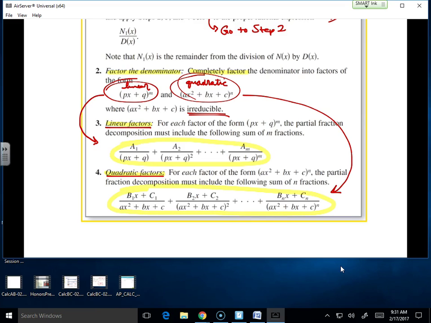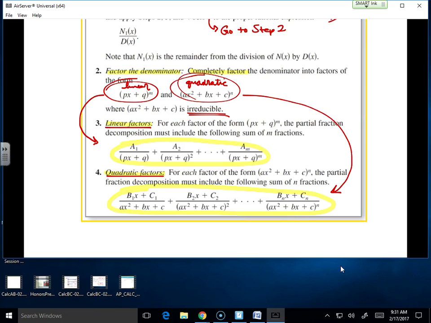The problem is we're not going to know A's, and we're not going to know B's, and we're not going to know C's. So that's what the rest of basically the section is all about. How do you find the A's and B's and C's? How do you find the missing pieces? This table looks super intimidating, but don't worry, it's not as intimidating as it seems.